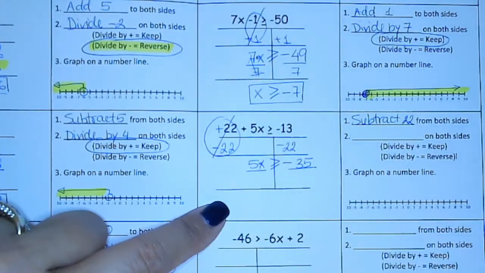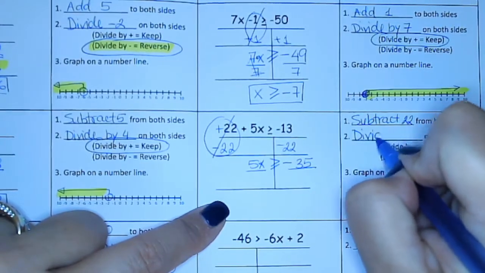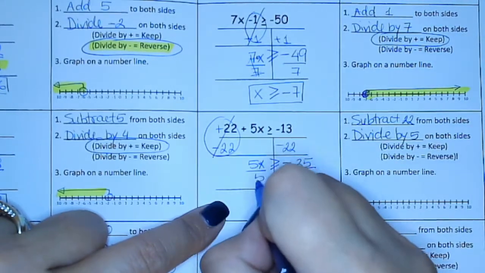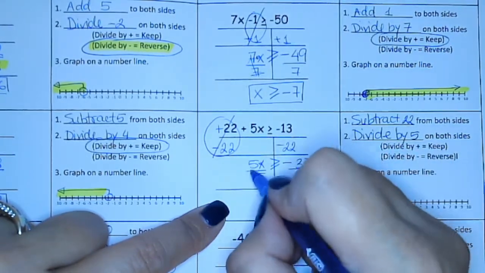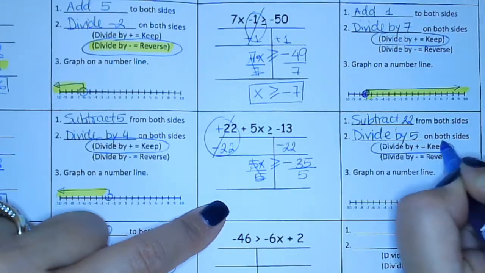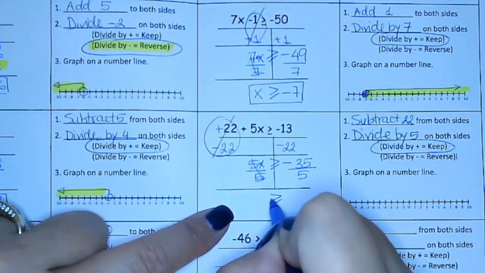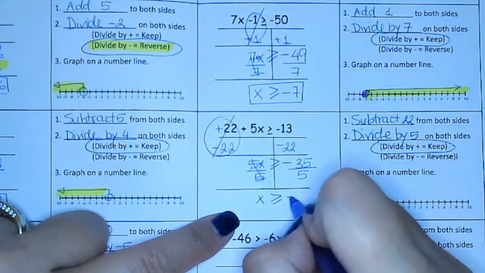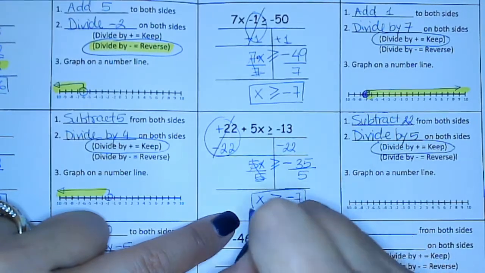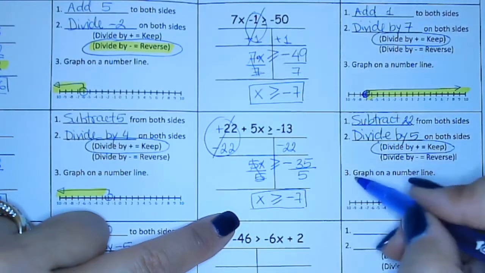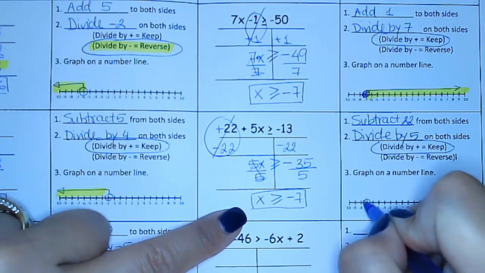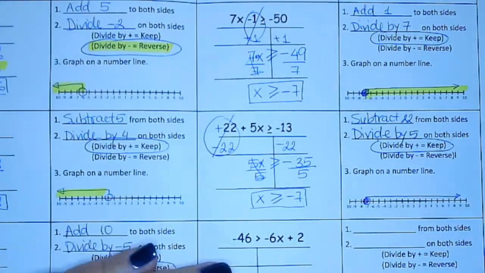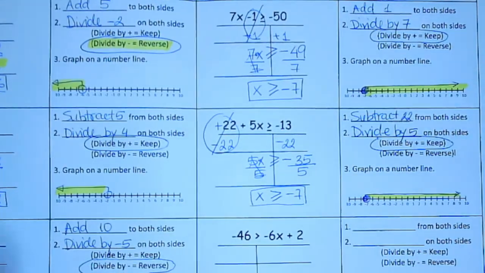5x is a multiplication. Inverse operation is division. So divide by 5, both sides. We're dividing, and we're dividing a positive number. Dividing by positive number keeps the same symbol. But then for the division here, we have negative 7. So the numbers need to be graphed greater than or equal to negative 7. Solid circle on negative 7 and go right.